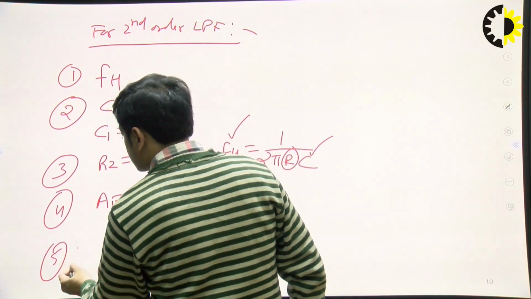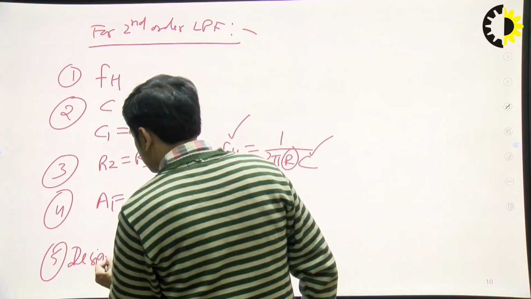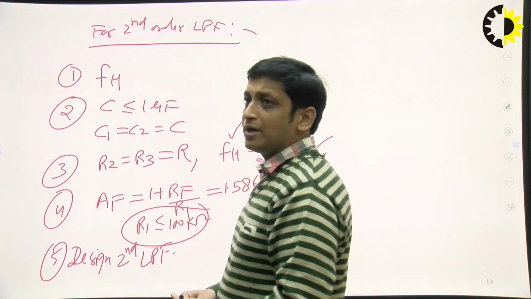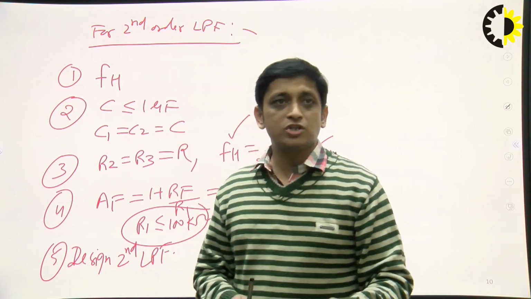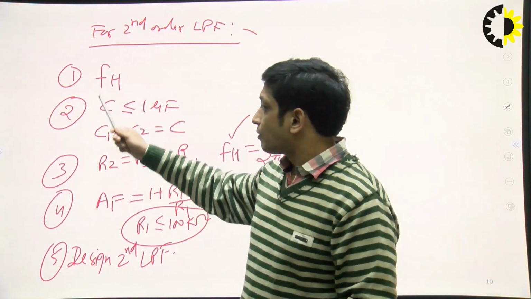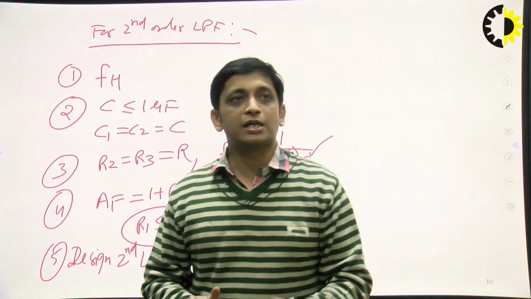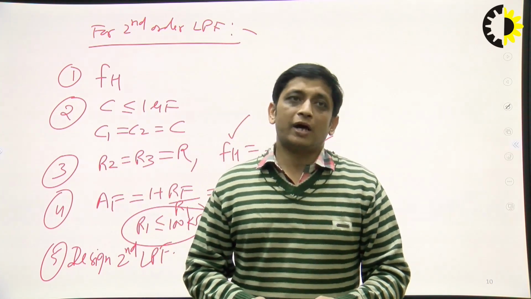And in the last step, just design the second order active low pass filter and mention all the component values which you have found from steps 2, 3 and 4. So these are the design steps of second order low pass filter.